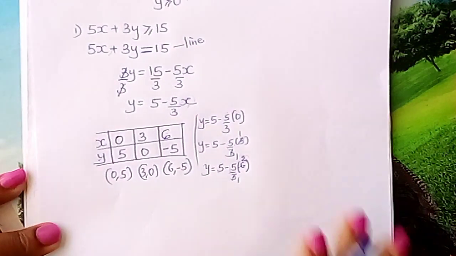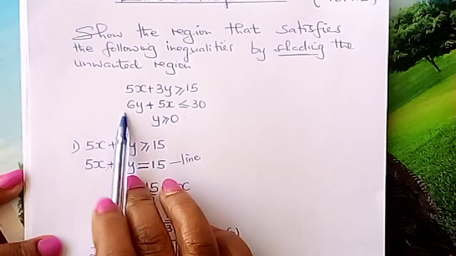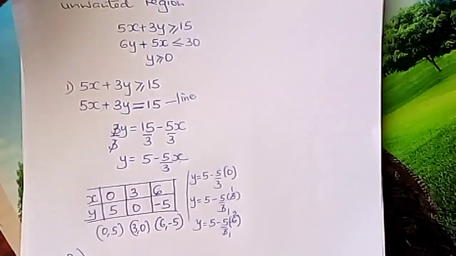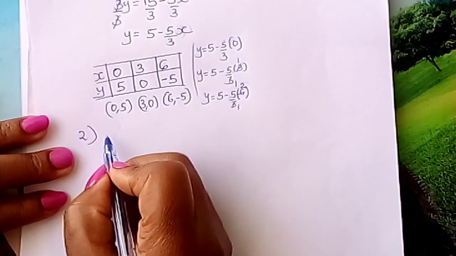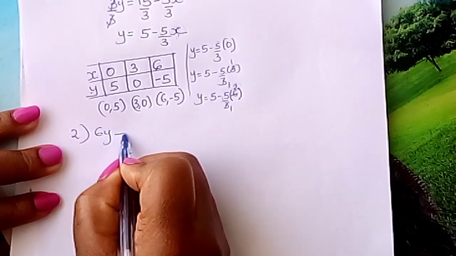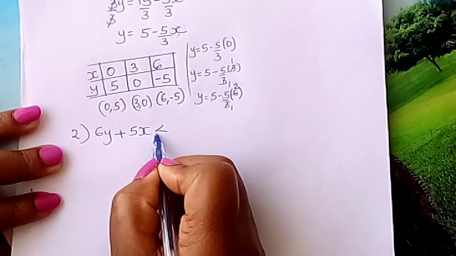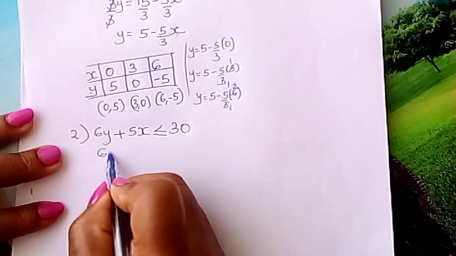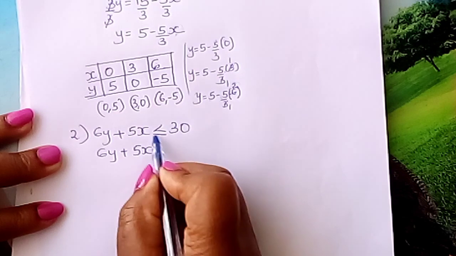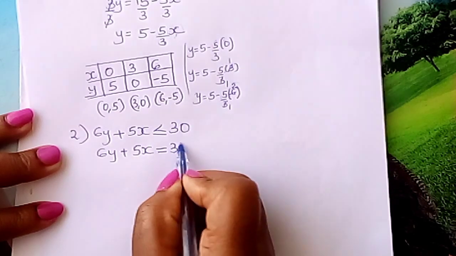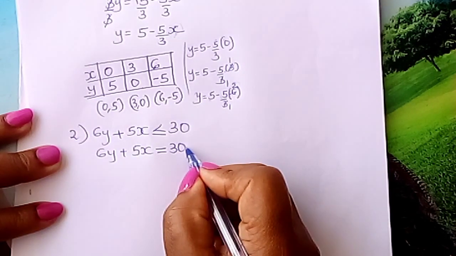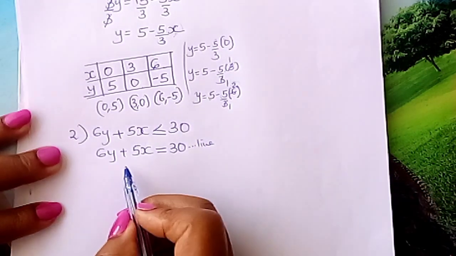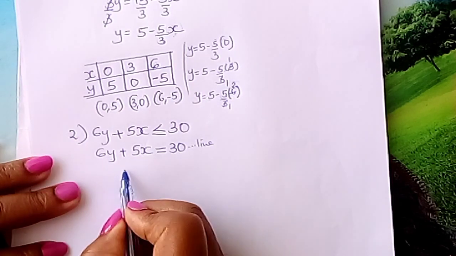We go to the second inequality, learner. The second inequality is this one here. We put it here, number 2. 6y plus 5x, learner, is less than 30. Again, the first step is to write the equation of the line like this. You replace this with equal to, and you write like that. So this is our second line. To be able to plot it, make y the subject of the formula.